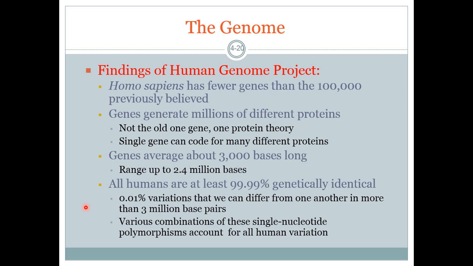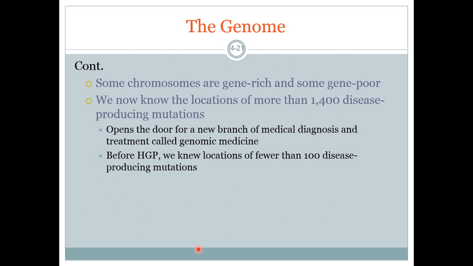Next finding: all humans are at least 99.99% genetically identical. But even this small variation means there is a probability that we differ from one another in more than 3 million base pairs. Contributions of these differences are called single nucleotide polymorphisms, and they account for all human genetic variation.